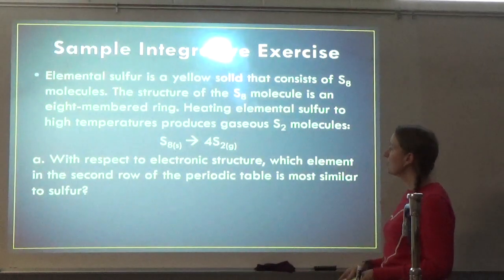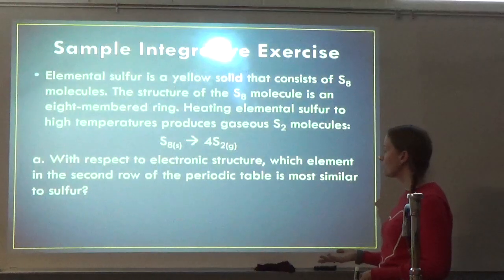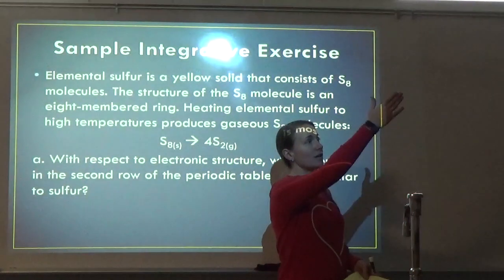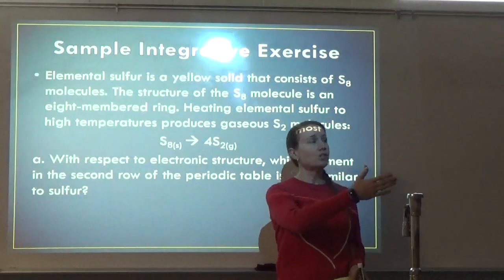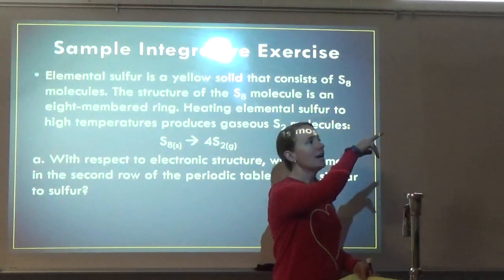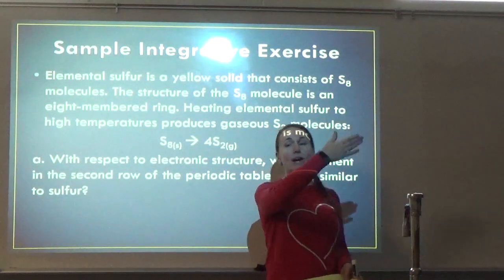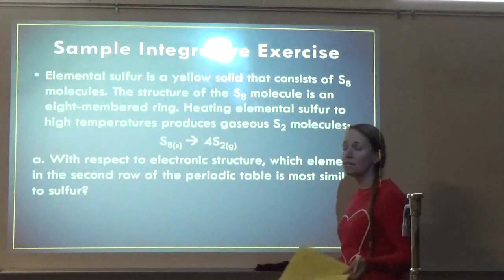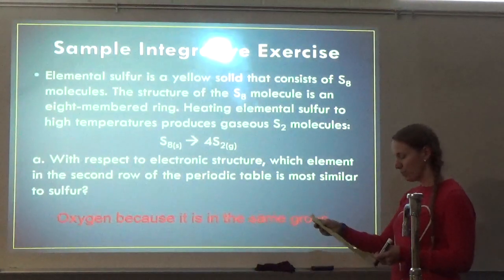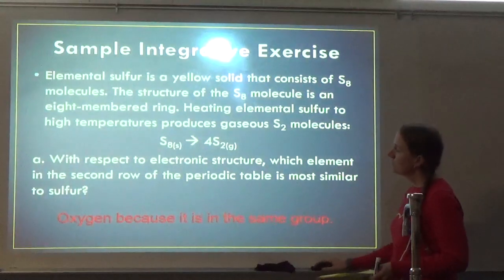With respect to electronic structure, which element in the second row of the periodic table is most similar to sulfur? So we know elements in the same group are similar. So if I'm in the second row or second period, I would want to go to the element that's right above sulfur. So in that case, it would be oxygen. Okay? Because they're in the same group. We just want them to be in the same group.